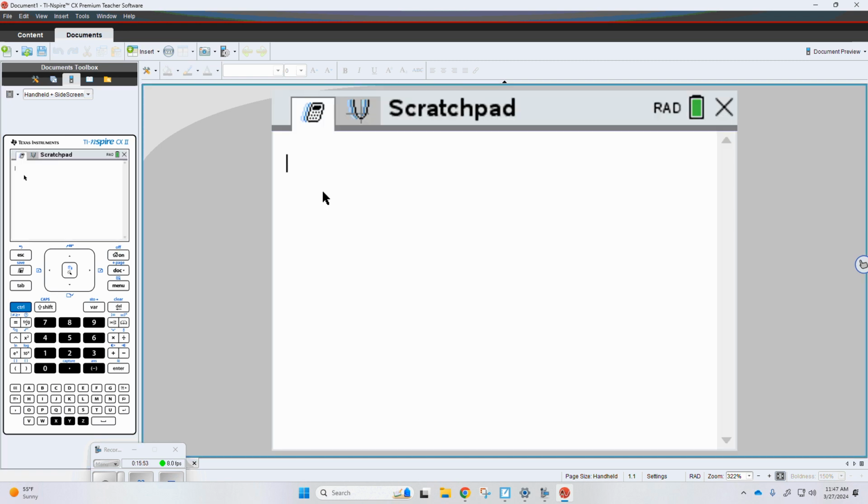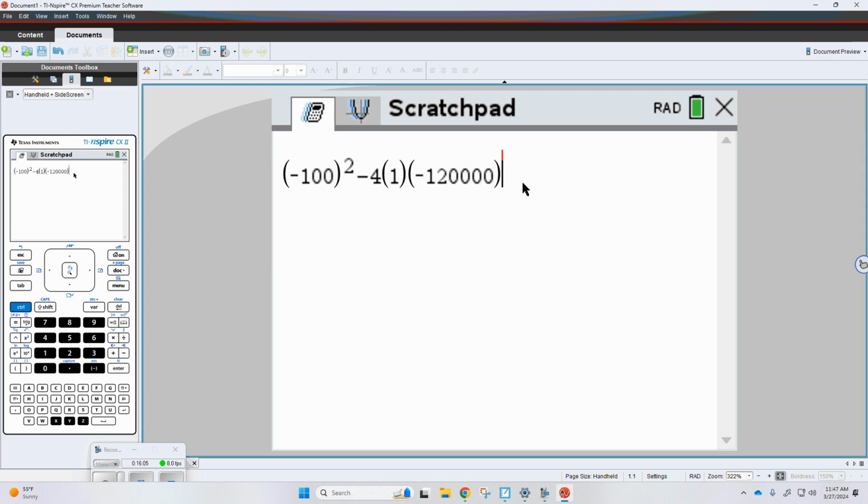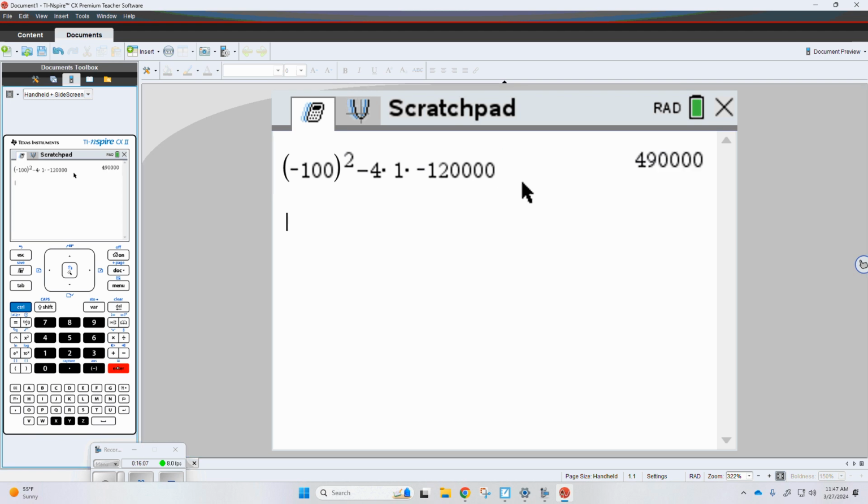All right, so we had a parentheses negative 100 squared minus 4 times a times c, negative 120,000. Okay, my discriminant, I'm getting 490,000. In fact, because it's positive, how many real roots should I have? 2, 1, or none? Should be 2. If the discriminant is positive, you got 2. If the discriminant is 0, you have 1. And if the discriminant is negative, there's no real, but it's what? Imaginary. There we go. So 490,000.